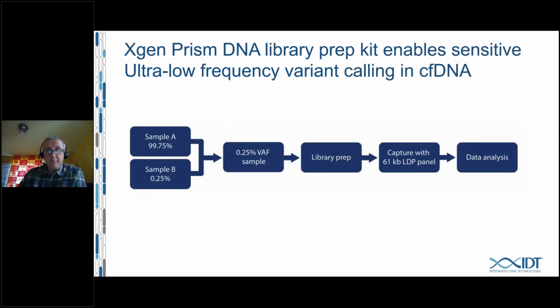So we have applied this internally to a few sample types. For example, first we have used circulating cell-free DNA. It's a reference sample where one genome has been mixed into the sample at a 0.25% frequency. Libraries have been made with a Prism library prep kit, and a capture reaction has been performed with a lockdown panel similar to the 5-gene panel that Simon has been describing, followed by data analysis.